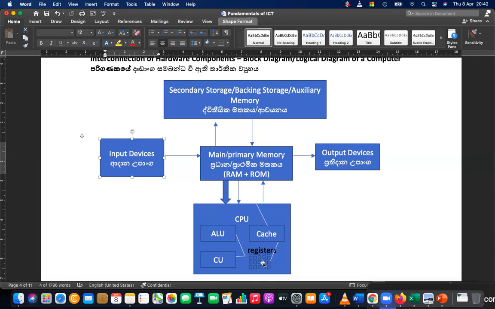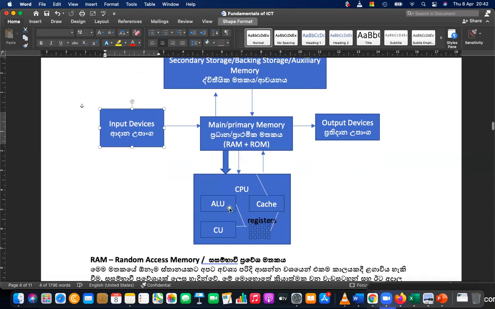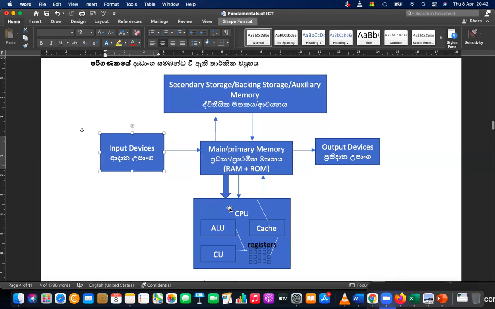Yes, sir. Okay, what is ALU? Arithmetic and logical unit. It does the mathematical processing as well as logical processing. Mathematical processing means addition, division, subtraction. Logical means you check whether it is greater than, less than, equal to, greater than or equal to, similar to or not similar to. Likewise, you compare. That is logical.